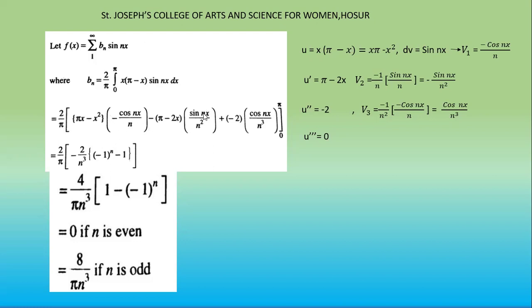Next, in the same way, sine n pi value is also 0. Sine 0 is also 0. So the second term also fully becomes 0 here. Finally, we get only this term: minus 2 into cos nx by n cube.